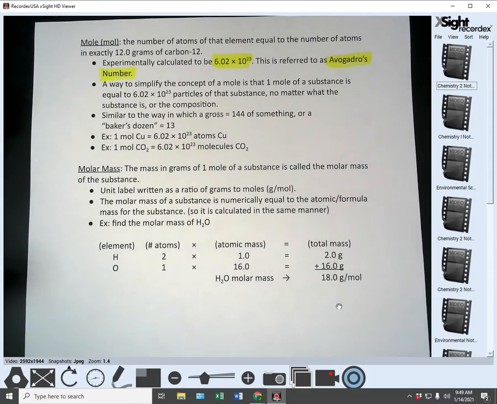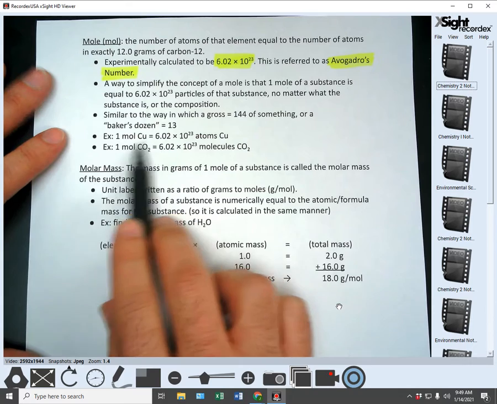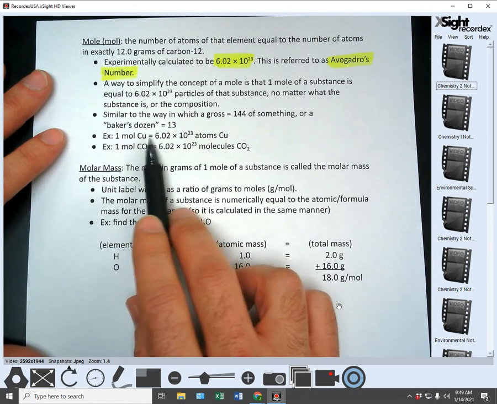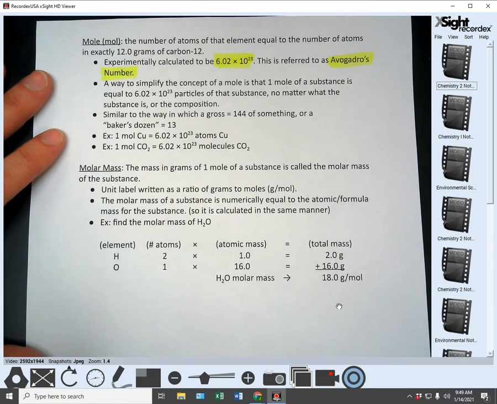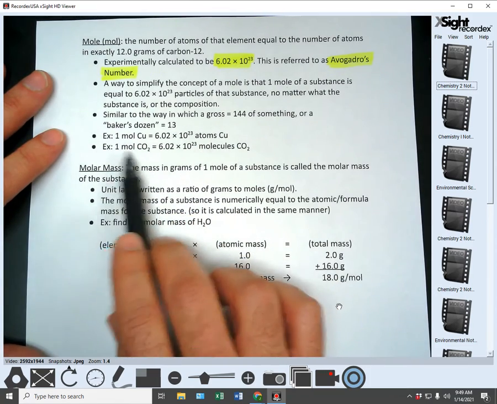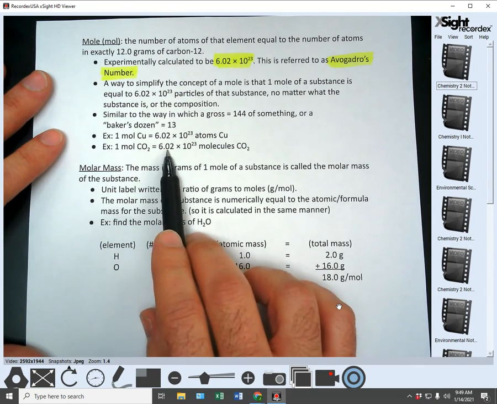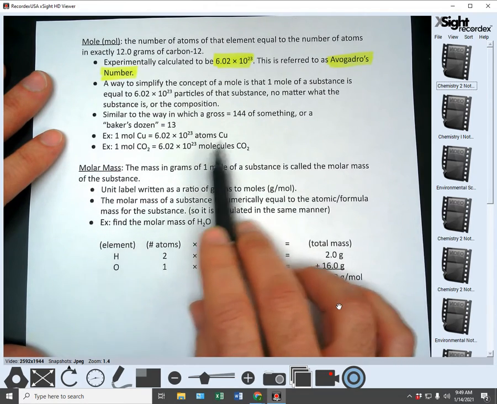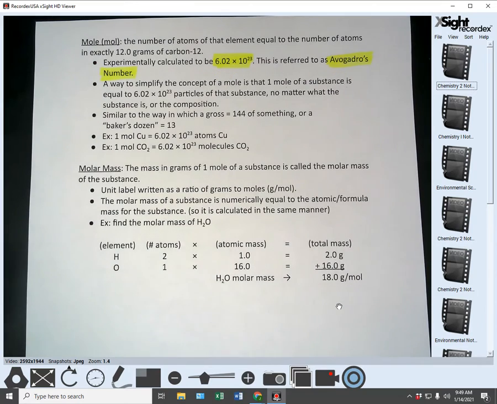All right. So examples here: 1 mole of copper is equal to 6.02 times 10 to the 23rd atoms of copper. That's how many atoms of copper are in 1 mole. 1 mole of carbon dioxide, which is a compound, still has 6.02 times 10 to the 23rd, but instead of atoms, they're molecules, because this is a molecule. It has 6.02 times 10 to the 23rd molecules of carbon dioxide.